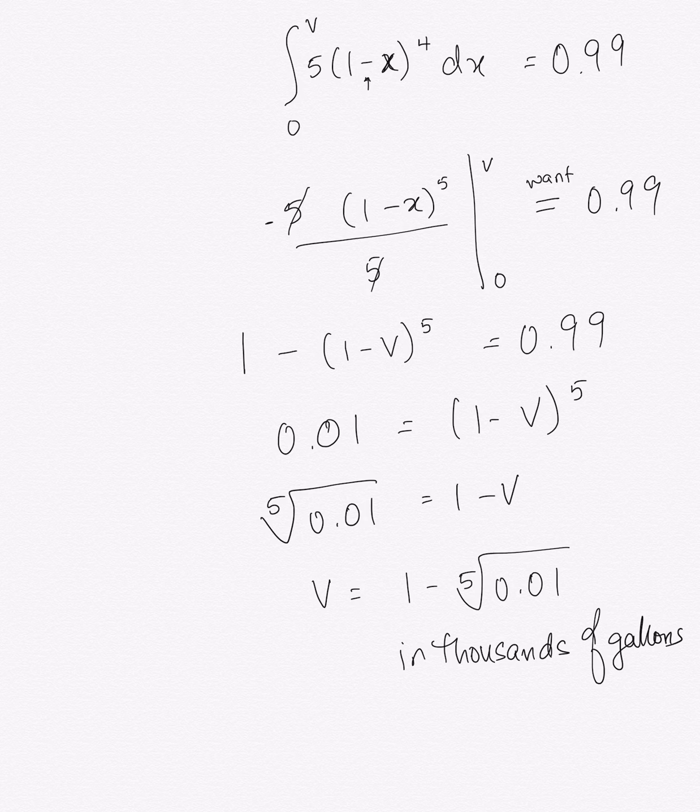And clearly, this number is a positive number, so 1 minus that is a number smaller than 1. So this is some number between 0 and 1, probably very close to 1. And you don't need the tank to be the maximum of where the density is non-zero. You don't need the tank to be 1,000 gallons. It's enough if the tank has this volume in thousands of gallons, and the probability of running out is then 0.01. Okay?